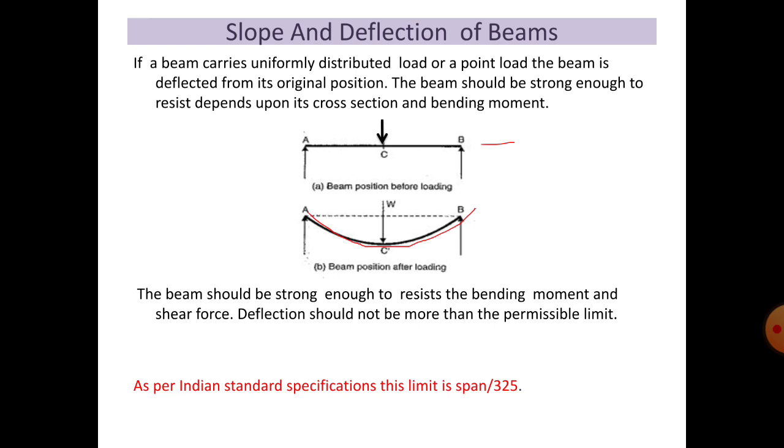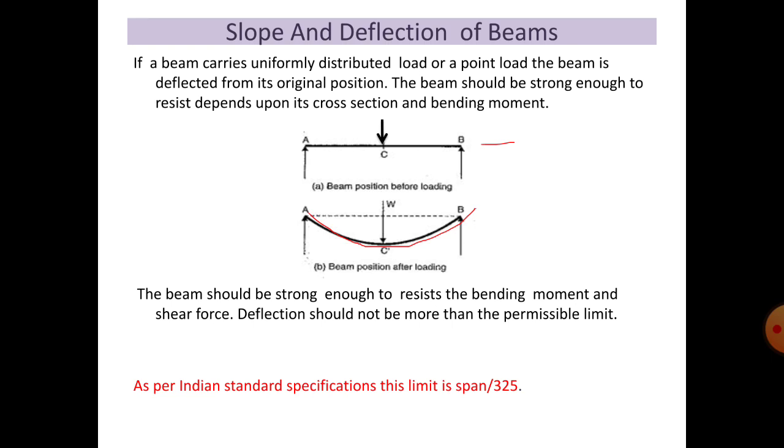The beam should be strong enough to resist these loads depending upon its cross section and bending moment. This resistance of the beam depends upon the cross section, that is the width and the depth of the beam, and the length of the beam, because as the length increases, the depth and the loading increase, the deflection also goes on increasing as the span increases. So it is very important: cross section, the length, and how much bending moment is coming over the beam.